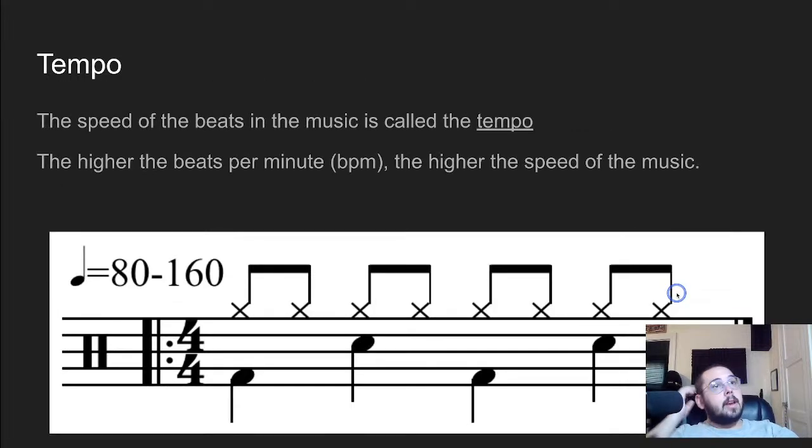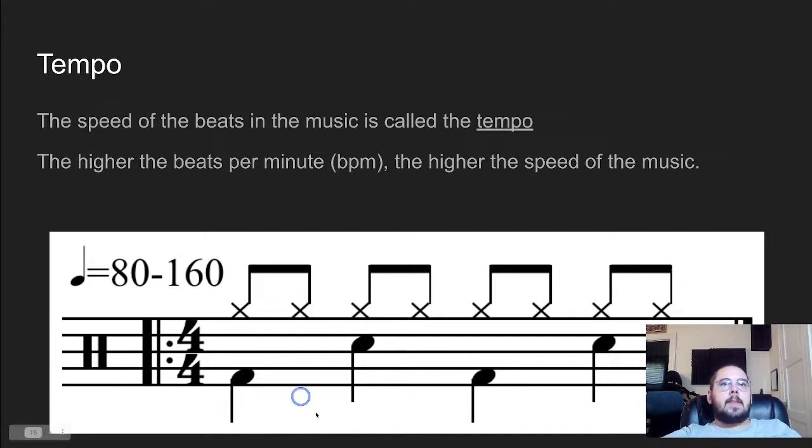All right. The last little bit before we get into some practice is just the tempo of the music, and that's just essentially how fast each beat is. So again, we've mentioned that moving left to right is progressing in time, but how fast is that?